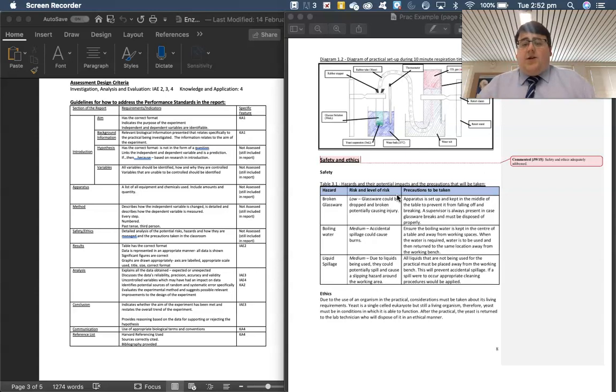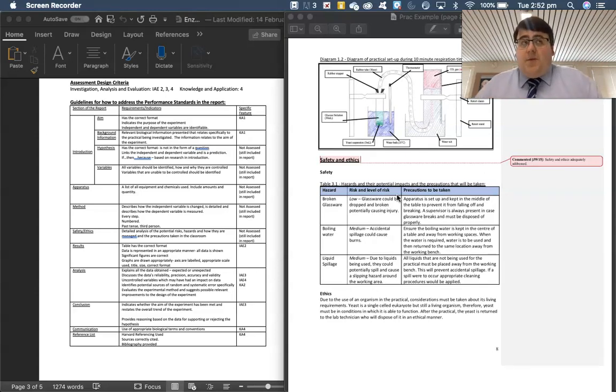Okay, so safety, whatever safety precautions you took in the experiment. Ethics, whatever you've done to ensure that the ethical obligation of the practical is upheld. So, for example, in this experiment, the student ensured that all yeast was disposed of in an ethical manner by passing it to the lab technician. Okay, safety can be done as a table again. You can talk about what the hazard is, what the risk level is, and what precautions are going to be taken to ensure safety is observed.